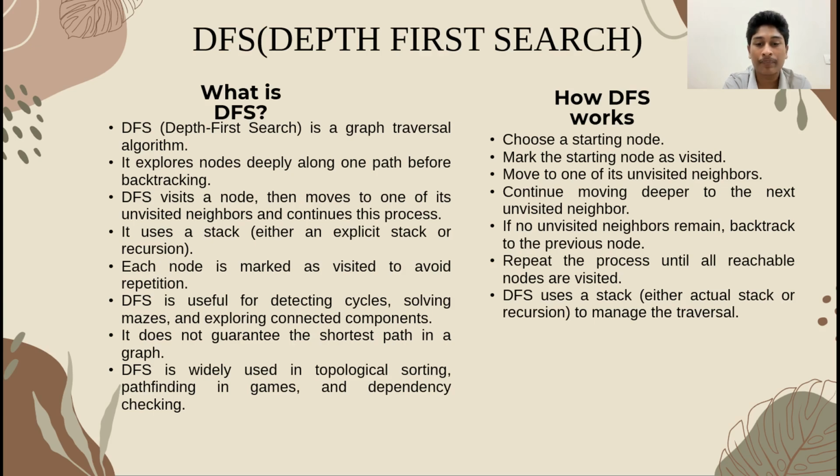If we reach a point where no unvisited nodes are left, we backtrack to the previous node and continue the process from there. DFS typically uses a stack to remember the path. This can be either an actual stack structure or recursion, which behaves like a stack internally. As we traverse, every node is marked as visited to avoid repeating the same node.